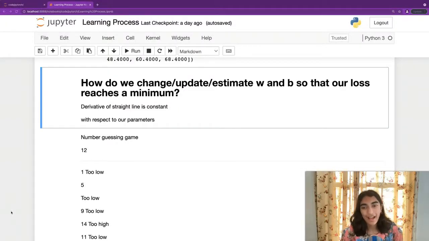This is Siri and I'm back with another PyTorch video, and in this video we're going to be continuing our discussion on how we change, update, and estimate W and B, which are our weights and biases, so that our loss reaches a minimum. So in the past few videos and in the next couple of videos, we're going to be dealing with an example that has a linear relationship between its inputs and outputs.